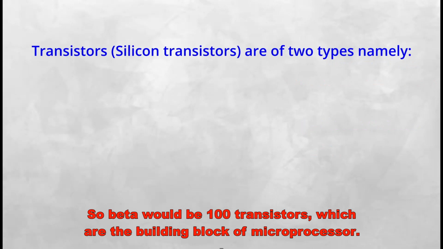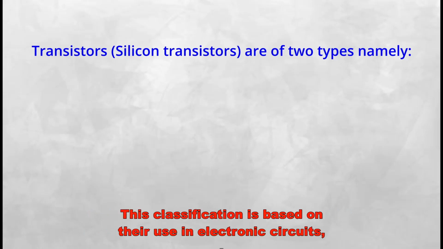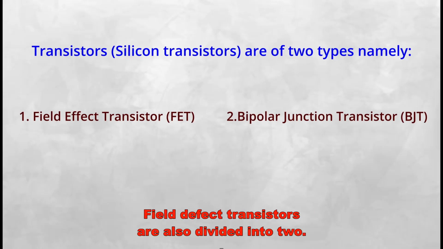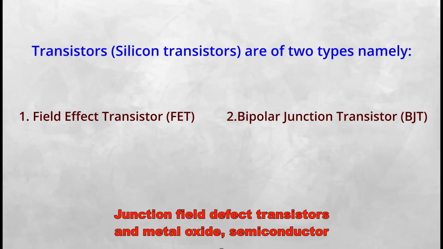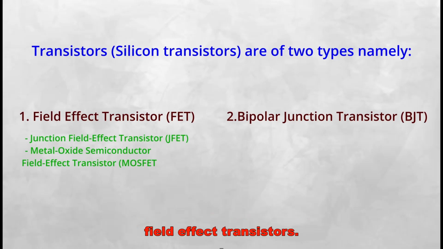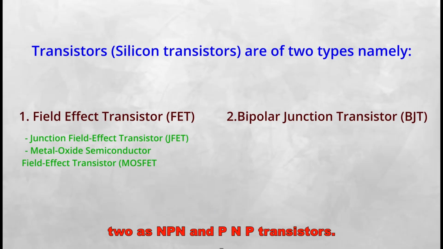Transistors, which are the building block of microprocessors due to their binary functionality, are mainly two types. This classification is based on their use in electronic circuits: field effect transistors and bipolar junction transistors. Field effect transistors are also divided into two: junction field effect transistors and metal oxide semiconductor field effect transistors. Also, the bipolar junction transistors are divided into two as NPN and PNP transistors.